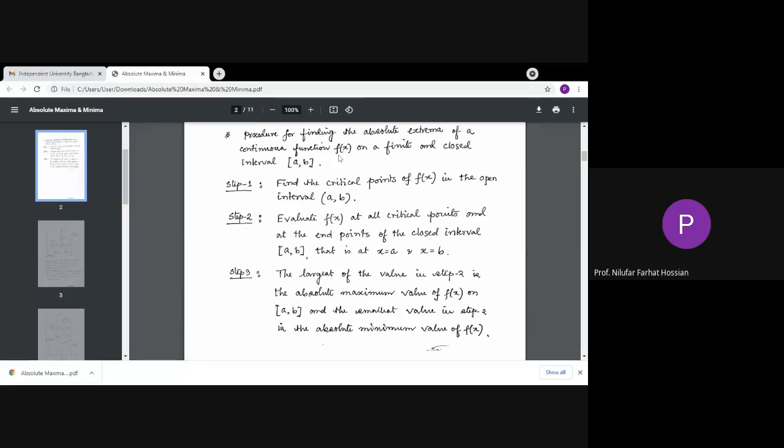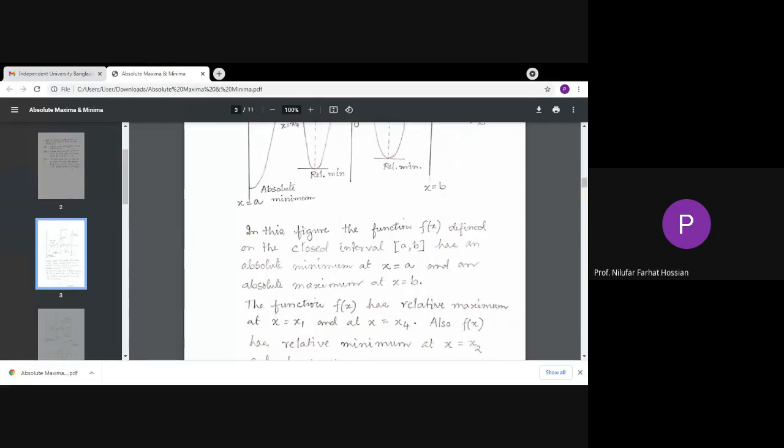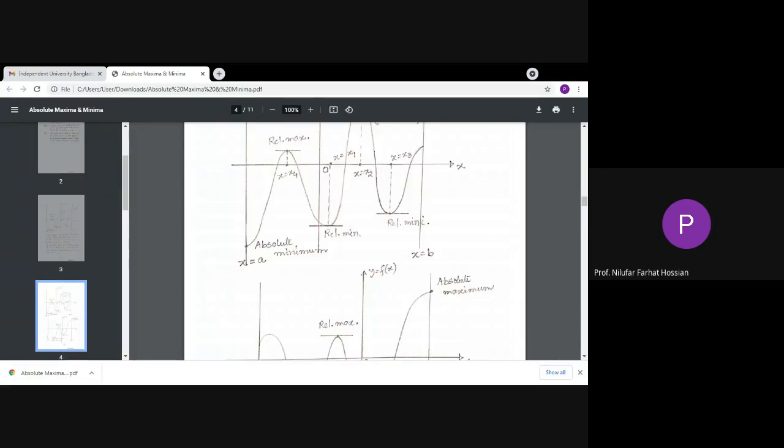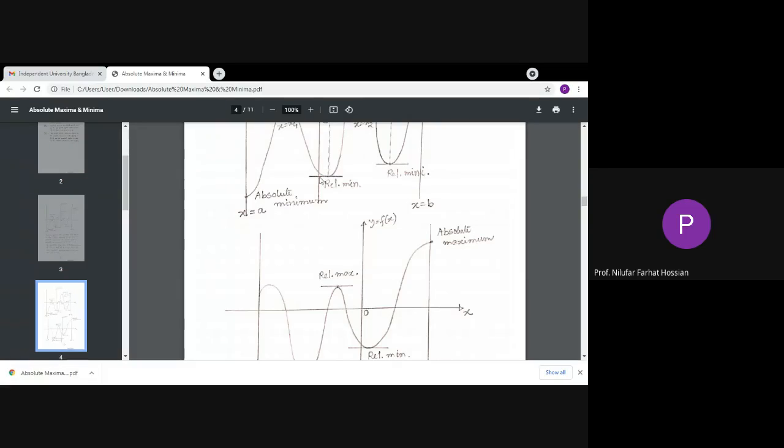And when you find the critical points, you have to consider the open interval. That means here x cannot be equal to a, x cannot be equal to b. So in this figure, x cannot be equal to a, x cannot be equal to b for the critical points. Here also x cannot be equal to a, x cannot be equal to b when you discuss the critical points.